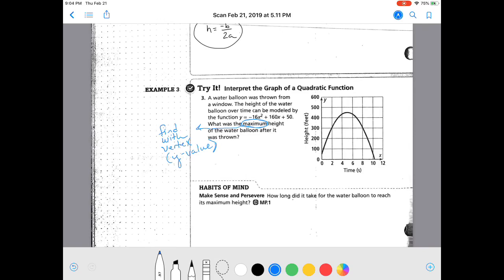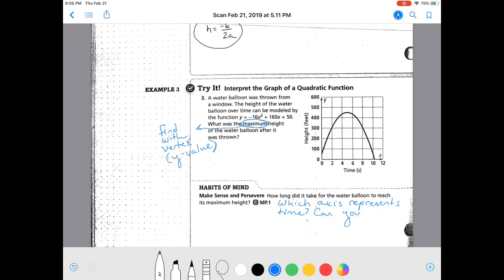Now, the next part asks you the time it takes the water balloon to reach the maximum height. Which axis is talking about the time? When you figure out which axis goes with time, you can use that value from your vertex to help you figure out how much time it takes to reach the maximum.